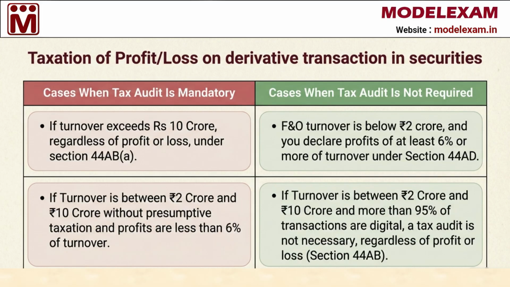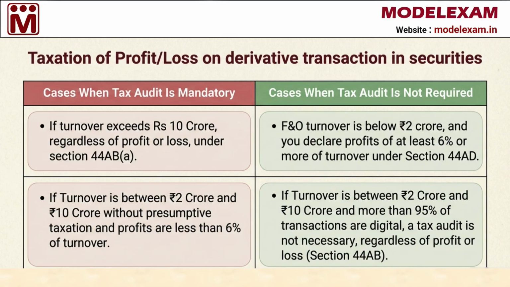Building on those tax rules, some investors have different requirements. For example, foreign portfolio investors or FPIs usually treat their trades as capital gains. If your total turnover is less than 2 crore rupees, you might even choose a simpler system called presumptive taxation, where you just pay tax on 6% of your total turnover without having to list every single expense.